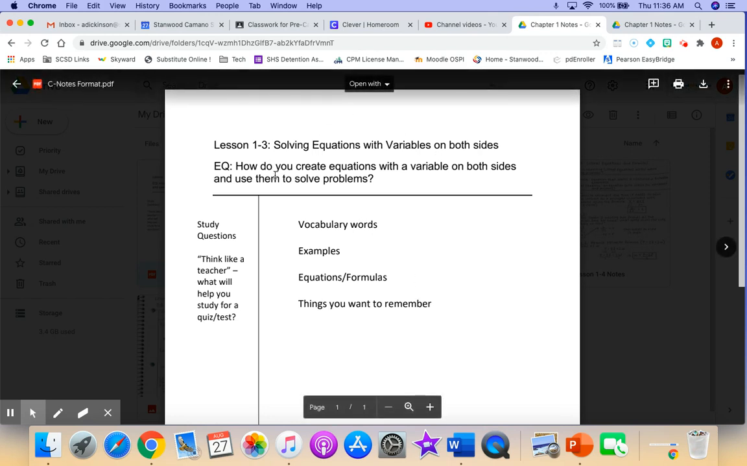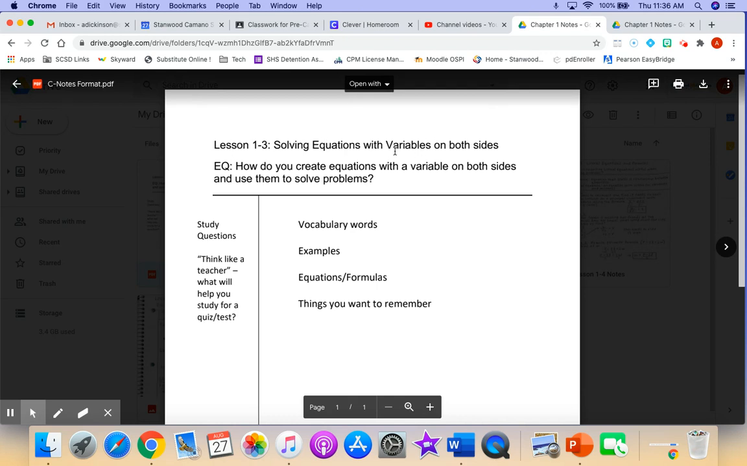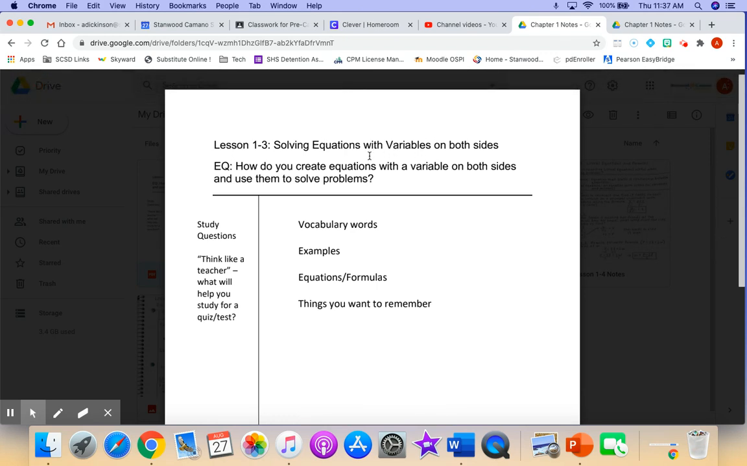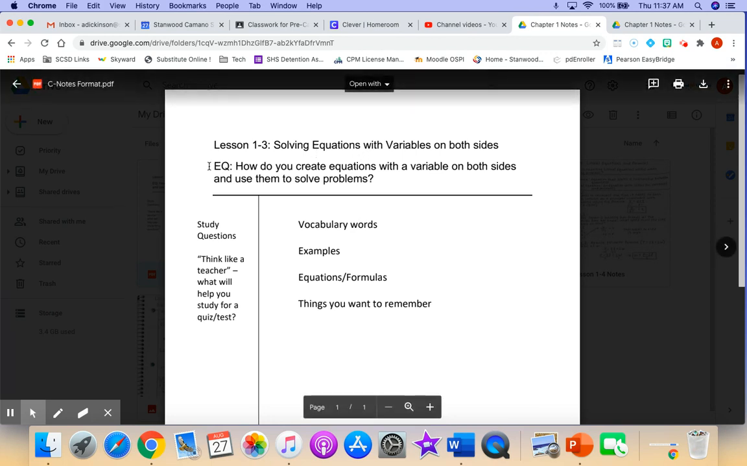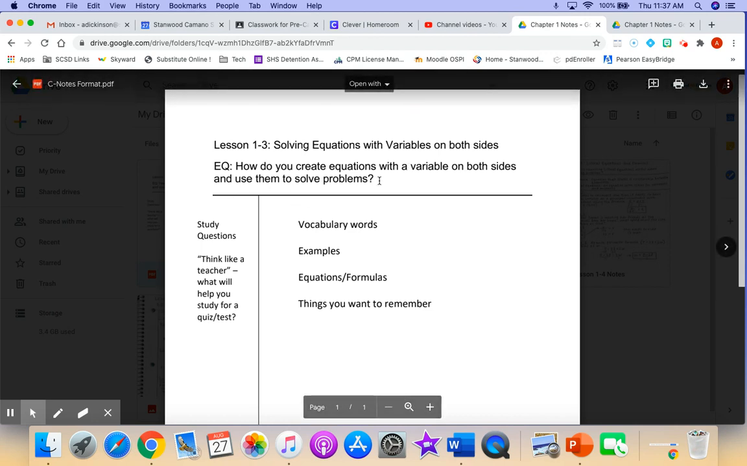So it's important to have some sort of title up at the top of your notes. I like to put the lesson and then what the title of the lesson is. That way, when you're flipping through your notebook, you know which page you need to flip to. I will always put the essential question. That's up to you, and you'll see in a minute why I think that's important to have. I just pulled one from Algebra 1. So my essential question is, how do you create equations with a variable on both sides and use them to solve problems? So this is how I title my paper.